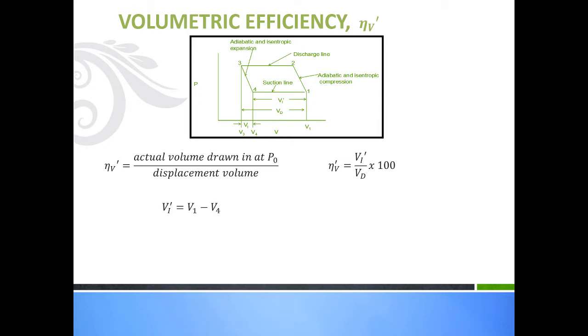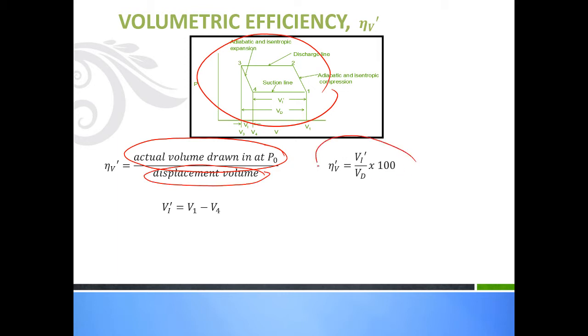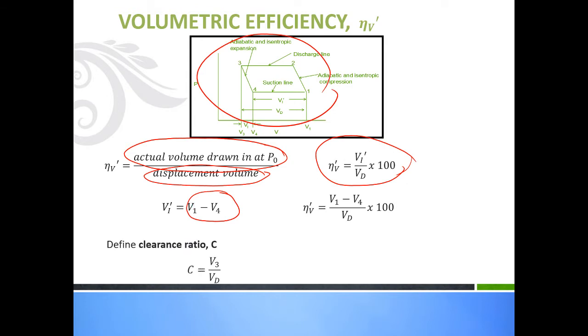Next is, let's derive yung volumetric efficiency. So, using the diagram, okay, volumetric efficiency is the actual volume drawn at P0 over the displacement volume. So, in algebraic terms, in mathematical terms, ito siya, where V1 prime is V1 minus V4. Okay. And let's define yung clearance ratio as V3 over VD. Let's define that na ganon. Rearranging, so ito yung V3 mo.